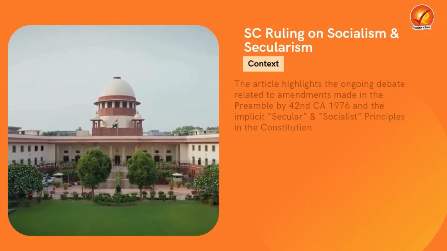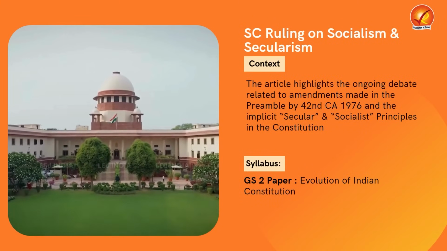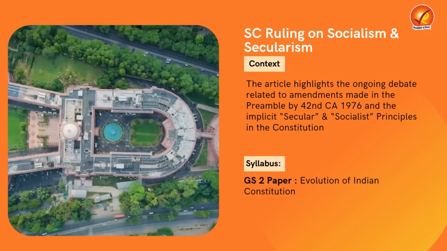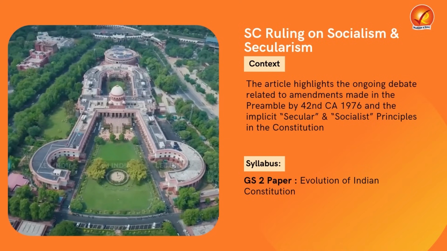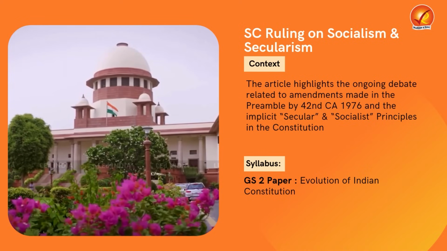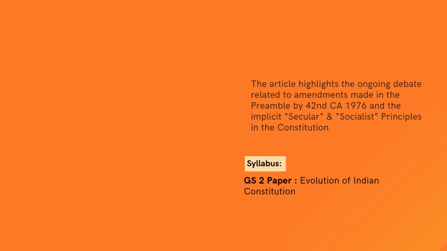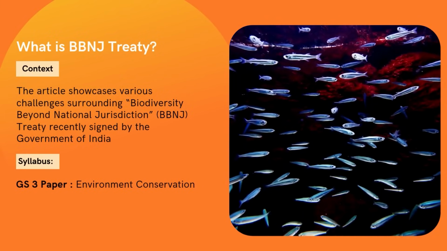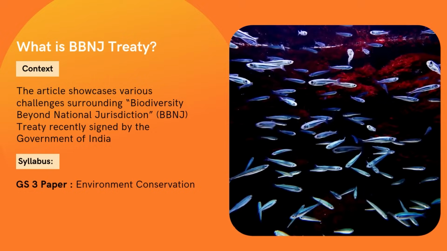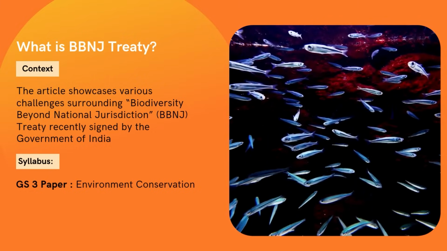From your analysis section, in the first topic, we are going to examine the evergreen debate of whether India was a socialist and secular country before the inclusion of such terms in the preamble by the 42nd Constitutional Amendment Act of 1976 under the Indira Gandhi government. Then, in the second topic, we are going to understand what we mean by the Biodiversity Beyond National Jurisdiction treaty and what the challenges surrounding it are.